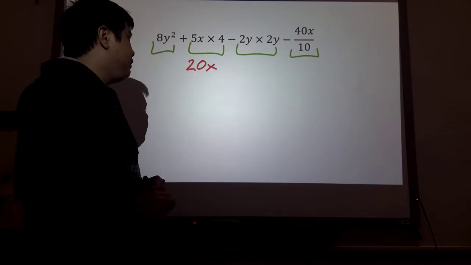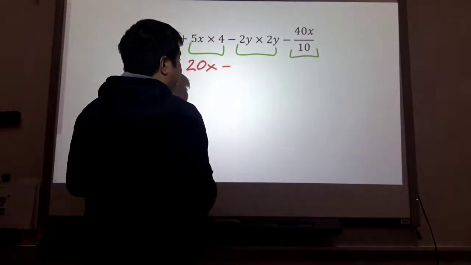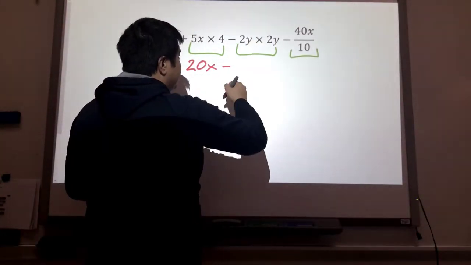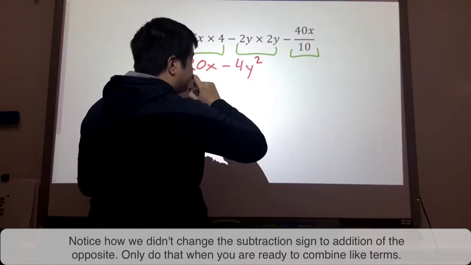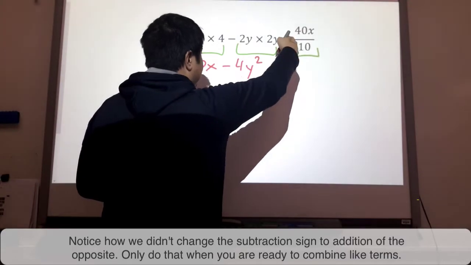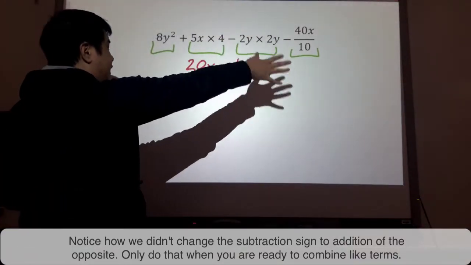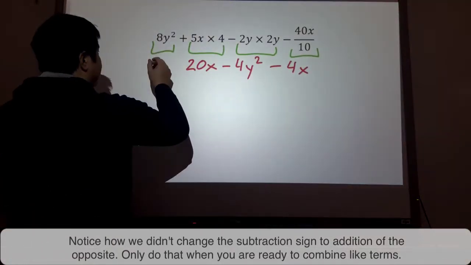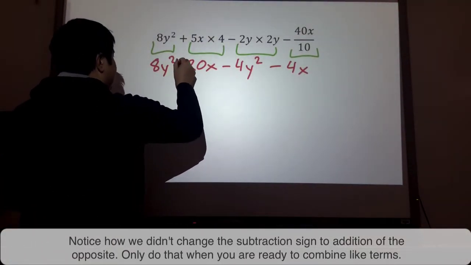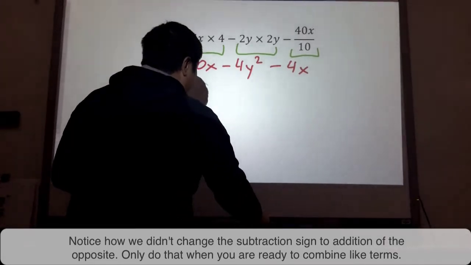This second one over here, put a minus sign. 2 times 2 is 4. y times y is y squared. Minus sign again because there's a minus sign right here. 40 divided by 10 is 4 with the x, and then we also include this 8y squared because that was already simplified. Now we're going to combine like terms.